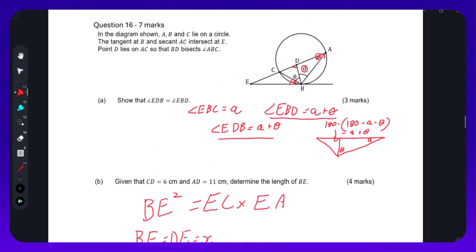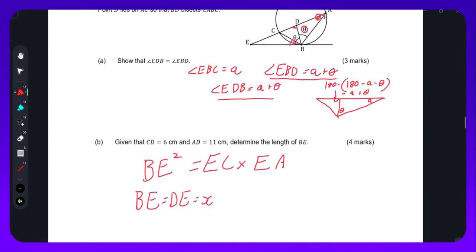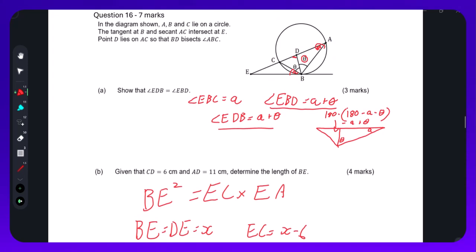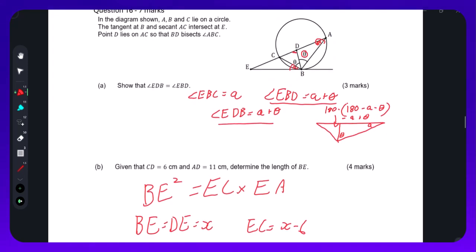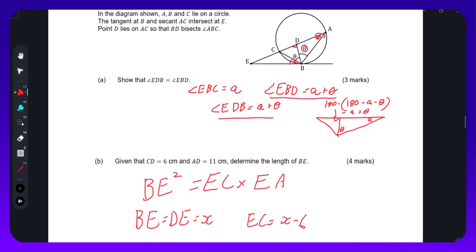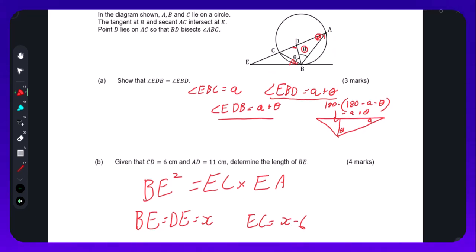And therefore, you should be able to see that EC is going to be x take 6, because we know that CD is 6. So EC equals x take 6, and EA would be x plus 11, because remember that ED is the same as BD, and then we're adding the AD part of 11. So EA equals x plus 11.